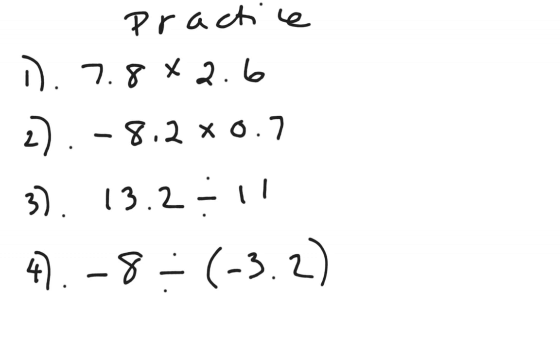All right, so your 4 practice problems: 2 multiplication, 1 with a negative, 1 without, and 2 division, 1 with a negative and 1 without. 7.8 times 2.6, I'm using an X as my multiplication symbol because when I use a dot, like the book does, and I have decimals, I think it's confusing. So I'm using an X. I'll probably move toward using another way to write this, which I prefer is more algebraic. This is more the algebra way that you would write it. Because in algebra, X becomes our variable, so we get away from using X as multiplication. So I wrote it both ways here for you. Negative 8.2 times 0.7, 13.2 divided by 11, and negative 8 divided by negative 3.2.